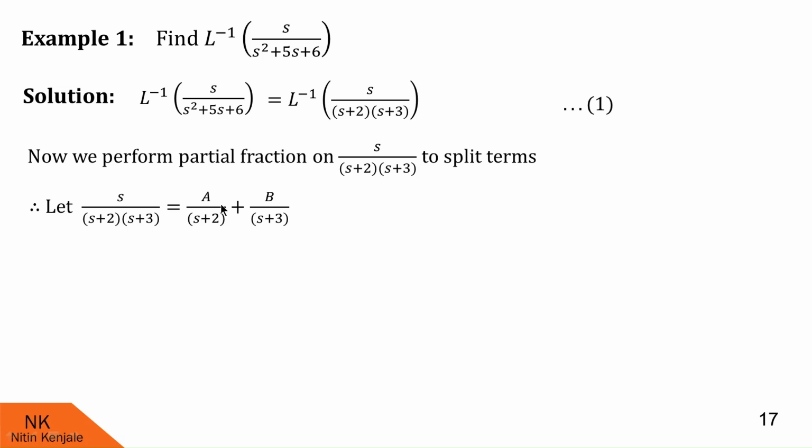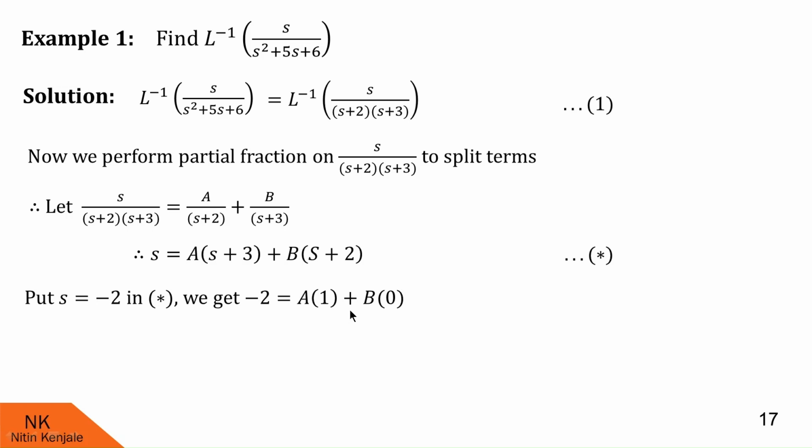After comparing numerators of both sides, we get s is equal to a into (s plus 3) plus b into (s plus 2). Let us call this equation star. Now to find the value of a, we are going to substitute s is equal to minus 2 in this equation star. Because of which we get minus 2 is equal to a into 1 plus b into 0. Solving which we get a is equal to minus 2.